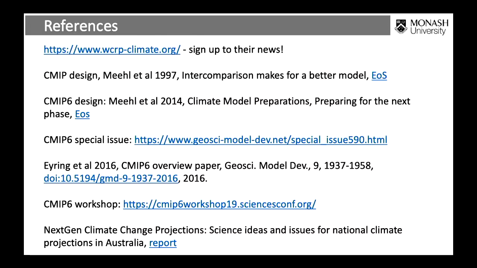And here's some references, a lot of the things I talked about. I also wanted to highlight that CSIRO and the Bureau, as part of NESP, and universities are talking about the projections for Australia, which always happens a year or so after IPCC comes out, and how to analyse the models in that context. Thanks.